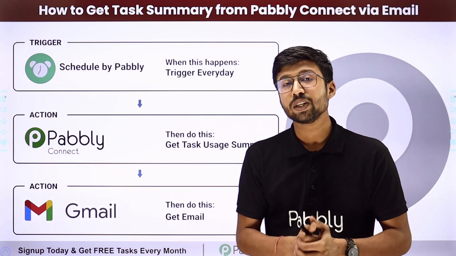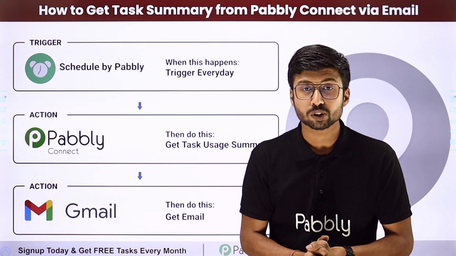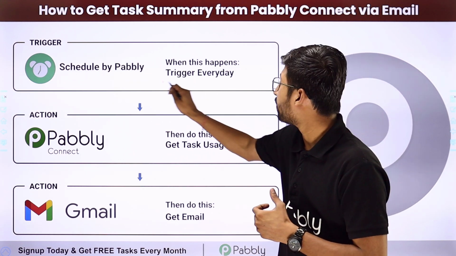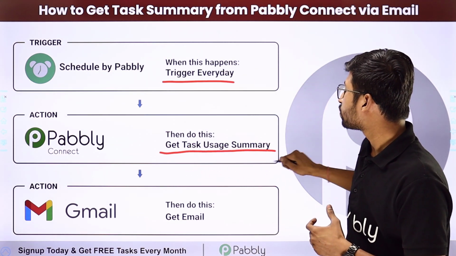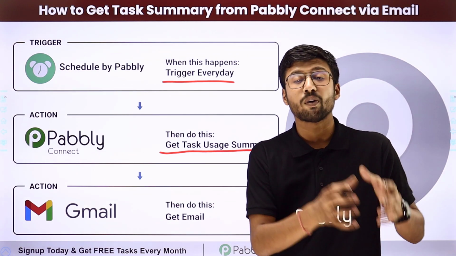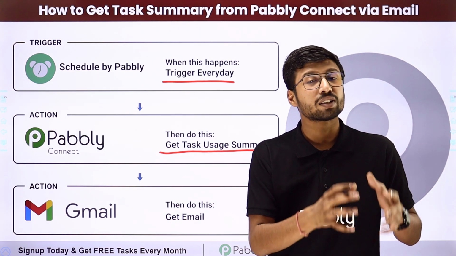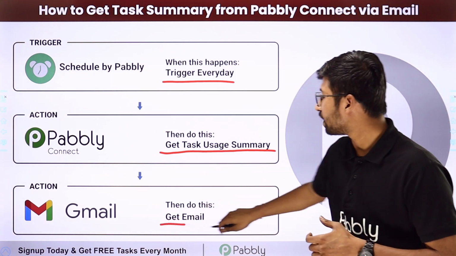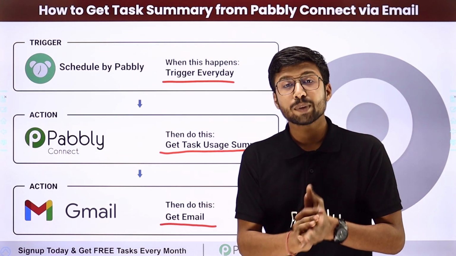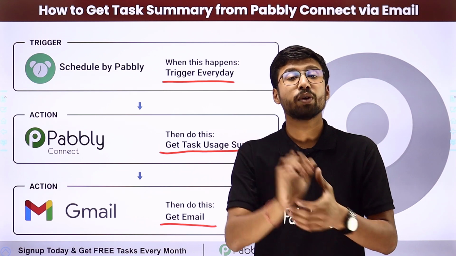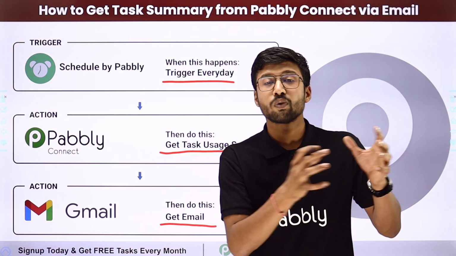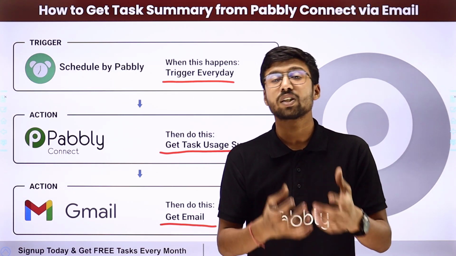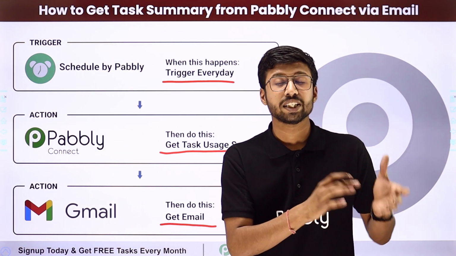And here guys, in this video, we are also going to set up an automation workflow which will be triggered every day. Every day using this automation, we are going to get the task usage summary of a workflow from our Pabbly Connect account, and we are getting those details as an email on our email address. So every day you are going to get an email with all the task usage summary of a particular workflow from your Pabbly Connect account, that how many tasks that workflow has consumed last day, yesterday.